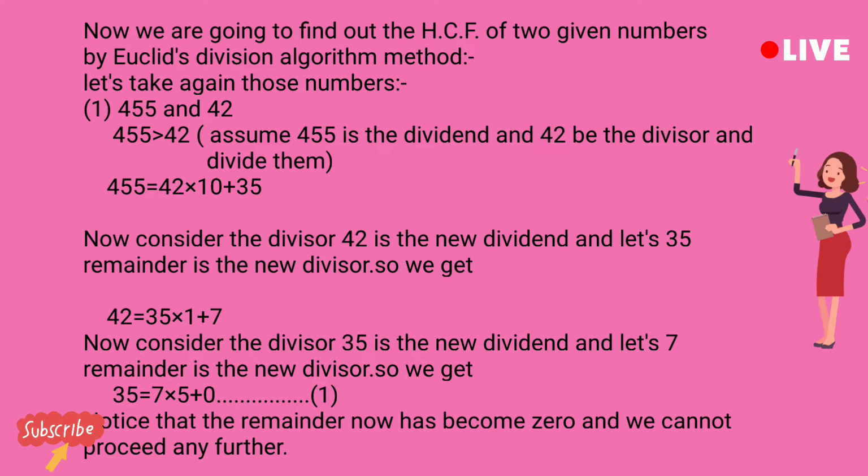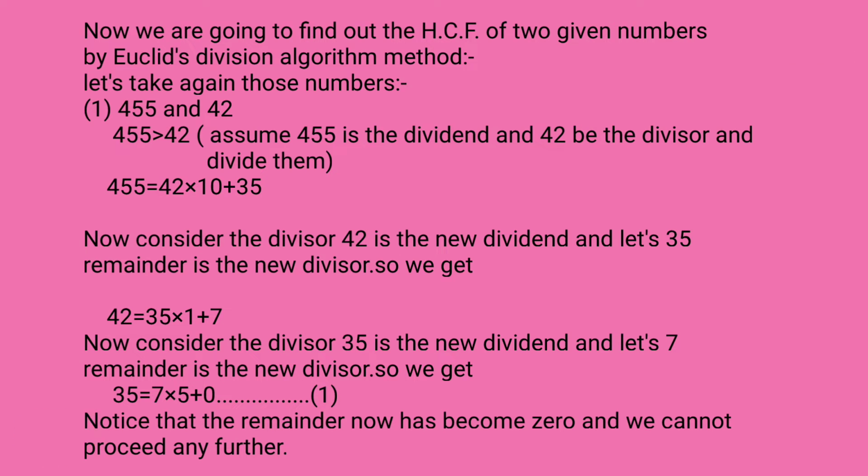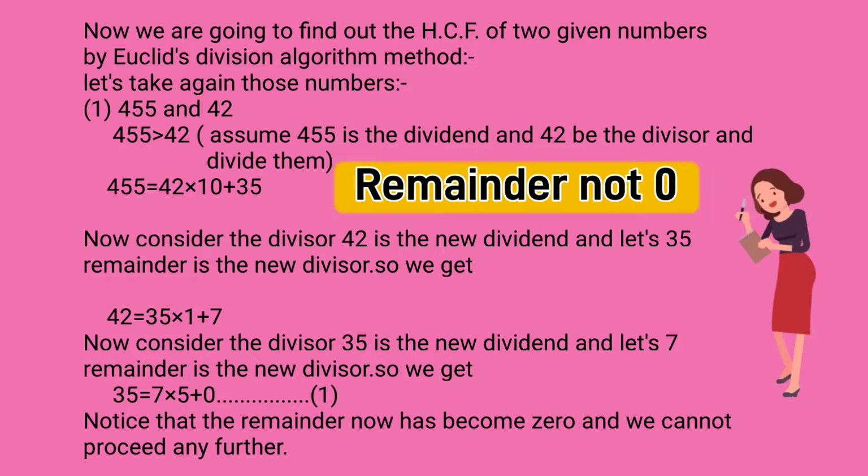Now we are going to find out the HCF of two given numbers by Euclid's division algorithm method. Let's take again those numbers 455 and 42. 455 is greater than 42. Assume 455 is the dividend and 42 is the divisor and divide them. When we divide 455 by 42, we get 455 equals 42 into 10 plus 35. So remember, here the remainder is not 0.